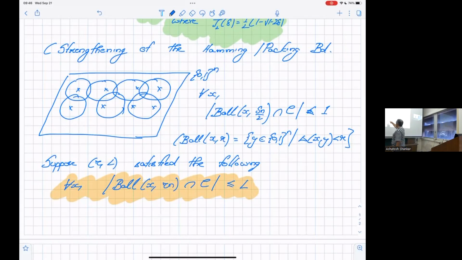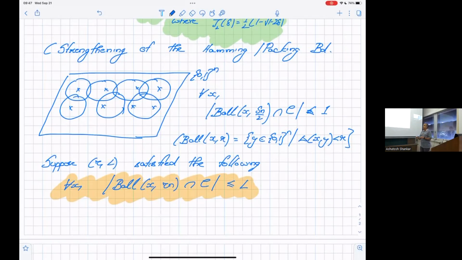That picture is not this. This picture is taken for every point. That picture is only for the code words. Now there's possibly overlap. A point possibly participates in multiple balls. I want to ask, what's the maximum number of balls a point can participate in? And I want to claim it's at most L. Why is it at most L?